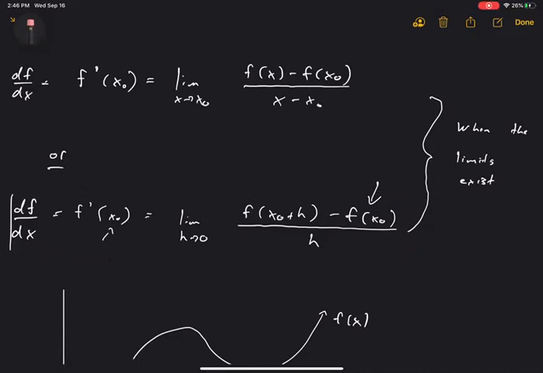And remember the caveat, the stipulation we have here, that these definitions only hold if this limit exists, right? There's nothing to guarantee that this limit is going to exist, but when it does, that's going to give us the derivative.